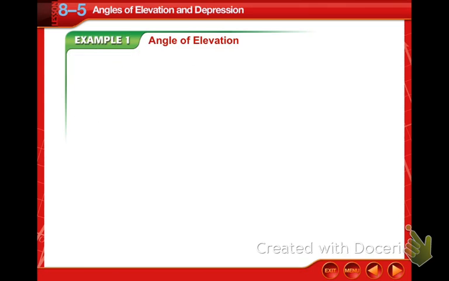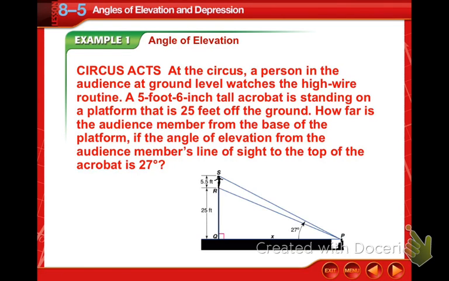So here's our first one. We got a circus act, and somebody up in the air, and there's a person down on the ground watching them. A person in the audience at ground level watches the high wire routine. A 5'6" tall acrobat is standing on a platform that is 25 feet off the ground. How far is the audience member from the base of the platform if the angle of elevation from the audience member's line of sight to the top of the acrobat is 27 degrees?